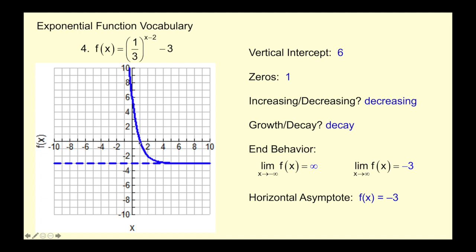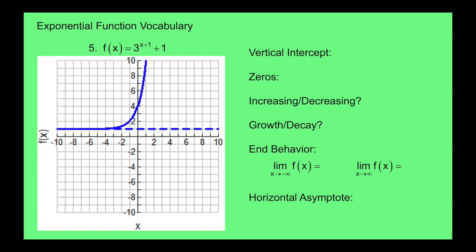From there, for the zeros, it appears to be right here, which is at 1. As far as increasing or decreasing, this one is going down over time. So that's going to be decreasing and decay. Then on the left side, I'm looking at where my arrow would point, and that would go up forever, so that's going to go to positive infinity. Then if I look at the right side, it's going towards the asymptote, and that asymptote is at -3. Then finally, for the horizontal asymptote, we're going to say f of x equals, and then because that dotted line is going through at -3, that's where my horizontal asymptote will be. Try number 5.